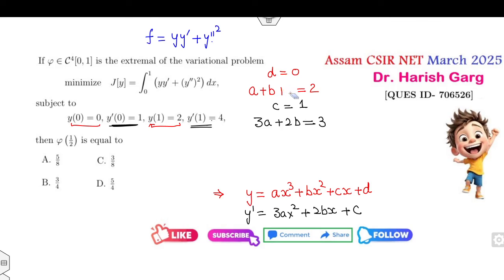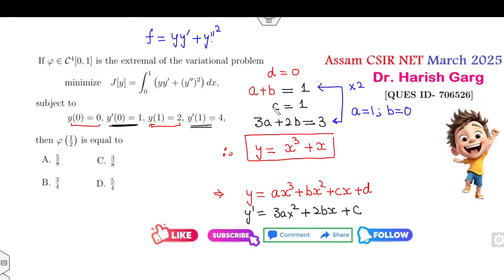I can substitute c is equal to 1 here, so that means a plus b is equal to 1. From these two equations, I can easily solve them. I can multiply this equation by 2 and subtract them. A will be 1, b will be 0. So therefore, your equation becomes x cube, b is 0, c is 1, d is equal to 0. So your equation is x cube plus x.